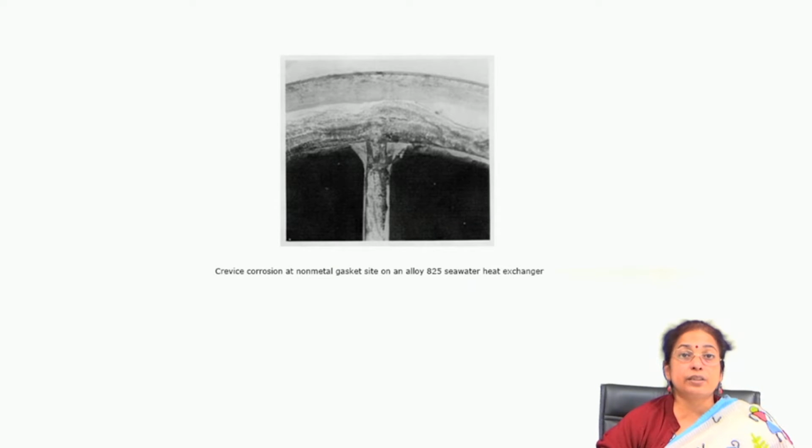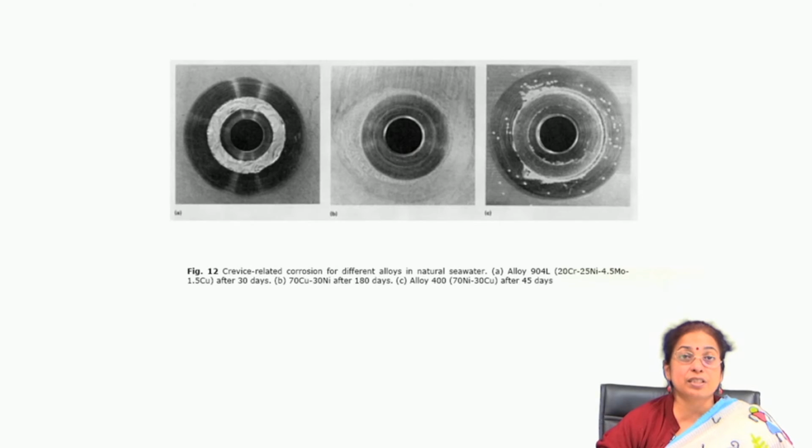Again, crevice corrosion at a non-metallic gasket site on an alloy 825 seawater heat exchanger. In the gasket pipe, you will find that because of the presence of the gasket, usually that part is actually there. Crevice corrosion creates a lot of trouble and it damages the surface to a large extent.